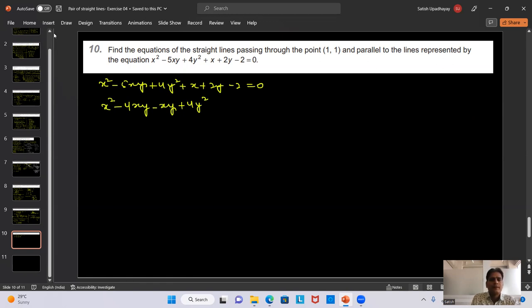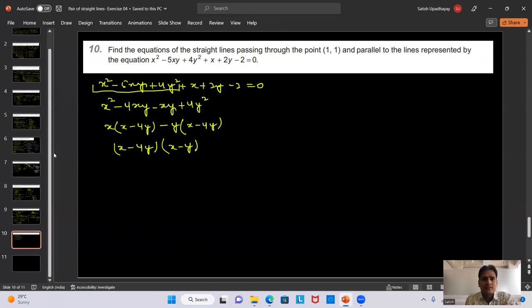And what we can write further, we can take x common. So x minus 4y, and if we take y common, we will have x minus 4y. Okay, so x minus 4y and x minus y. I am solving only the second degree terms, right? So on solving second degree terms, we are having this. So our first line will be x minus 4y plus a equal to 0, and our second line will be x minus y plus b equal to 0.